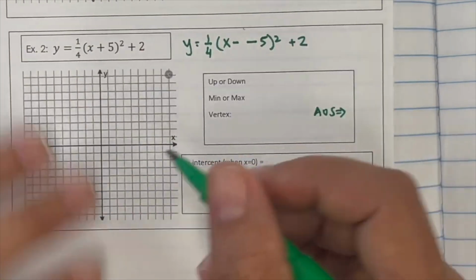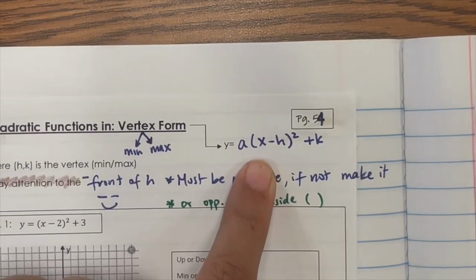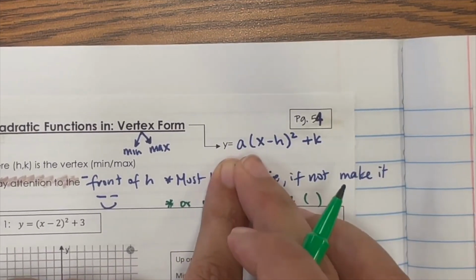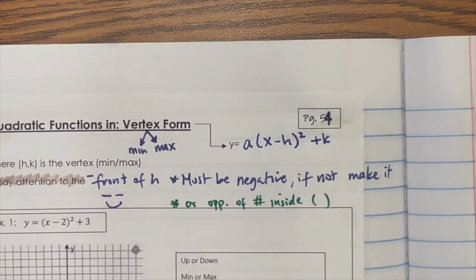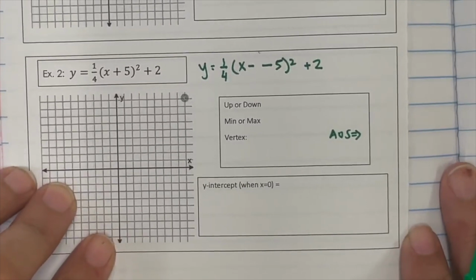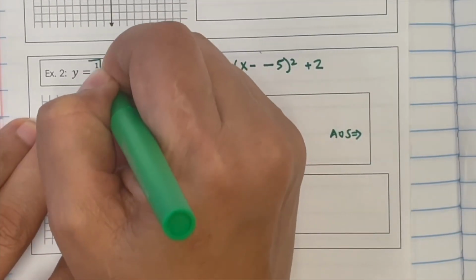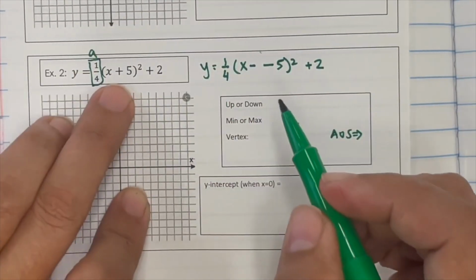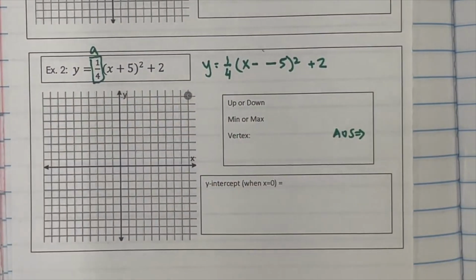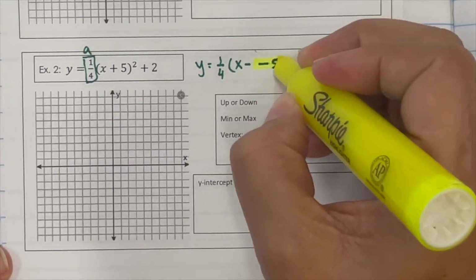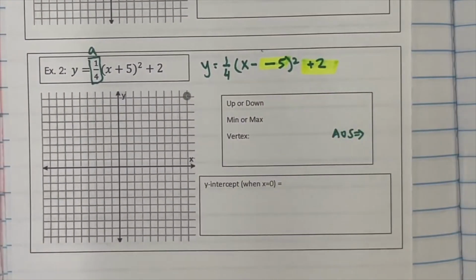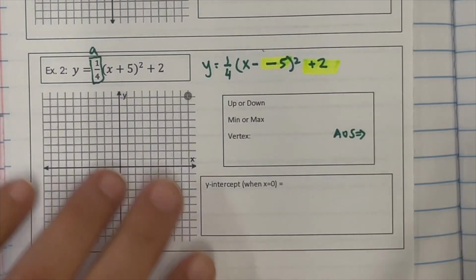A couple of things that I'm going to mention to you. Remember, whatever is outside the parentheses is your a value. Inside is h, outside is k. So we're going to go ahead and first label what I have. So outside, that's a. Inside, and I'm going to label it on this one, inside is h, and outside is k. Okay, so once you know that, you can do whatever you need to know.